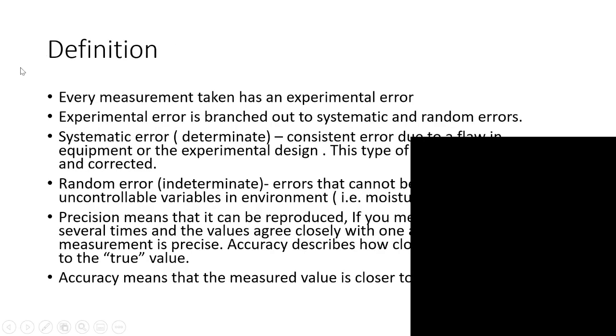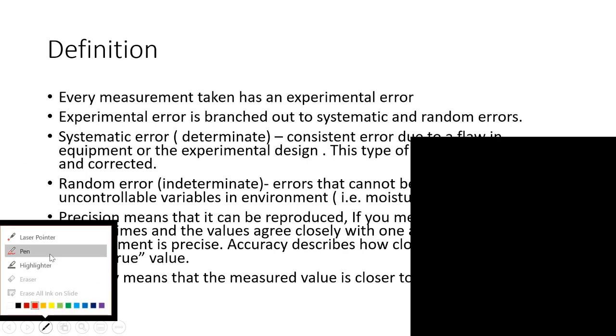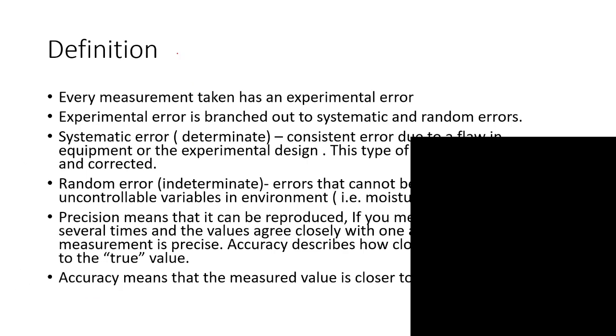Before we talk about some math behind this, we're going to talk about some definitions that we need to establish. Every measurement that is taken has an experimental error that is inherent, because there's always going to be some sort of error in how you conducted it, and the tool that you use differs greatly depending on which measurement you have.